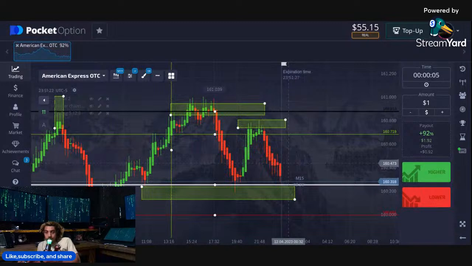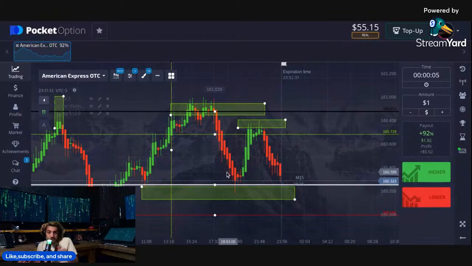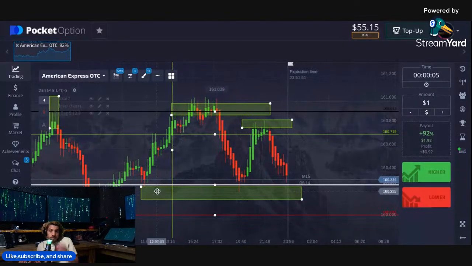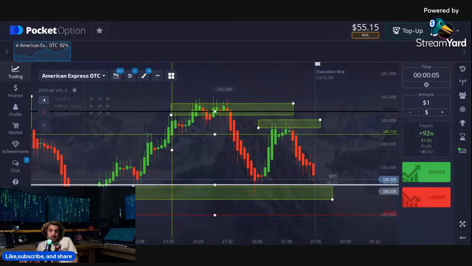So, yeah, what I'm looking at right now on American Express is a kind of range market, a sideways market. Yeah, 15 minute time frame. Wow. Yeah. Trading has gotten easier. This could be considered like the resistance, but I put it way down here where this one is at.